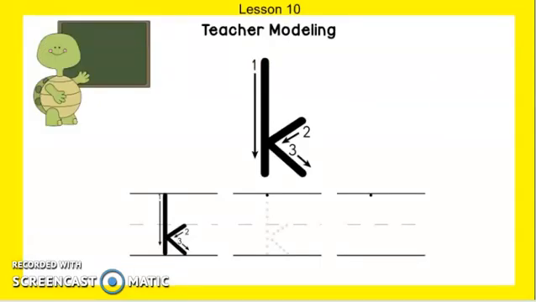Okay, and here is how we draw the picture of the K for the K sound. You make a straight line from the top line to the bottom line, and then you pick up your pencil. You start at the dotted line over here to the side, and you make a little slant line to your straight line. And then you make a slant line back the other direction. This is kind of a tricky letter to write, and you'll just need to practice it, okay?